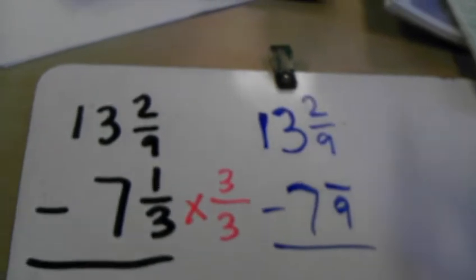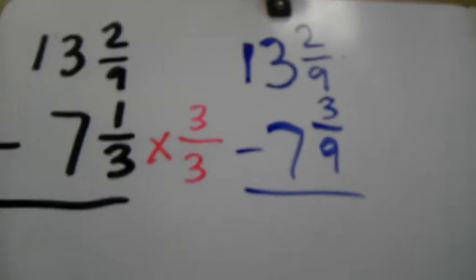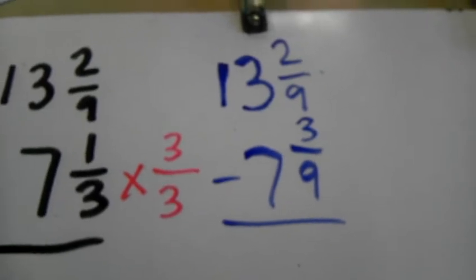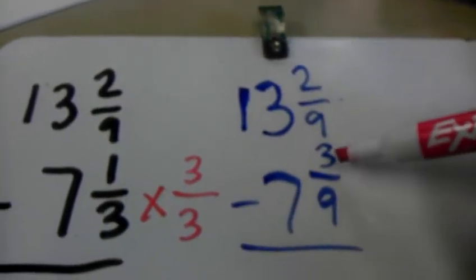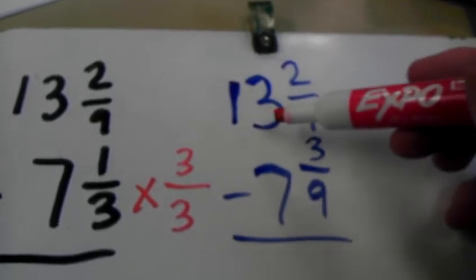times 3 is 3. Okay, you see right over here, now that you have the common denominator, you're actually going to have to borrow here. You cannot take 2 minus 3, since it's a smaller numerator here and a larger one here, you have to borrow from the 13.